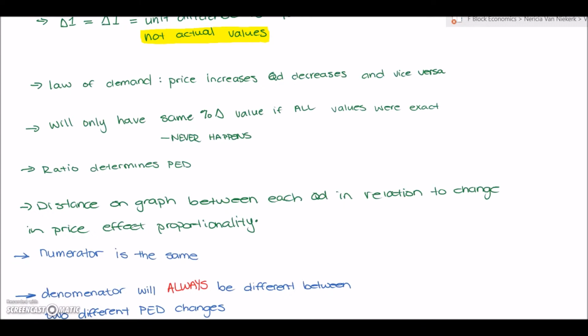This is ultimately the reason why you never have the same PED, or this is ultimately why you always have a different PED, even if the changing values are the same, even if they all decrease by 2 or 3 or 4 or 5. The denominator, which in this case in PED is the percent change in price, will always be different, therefore making a different PED value.